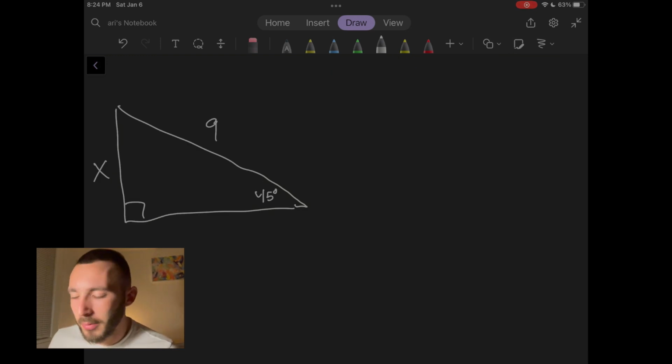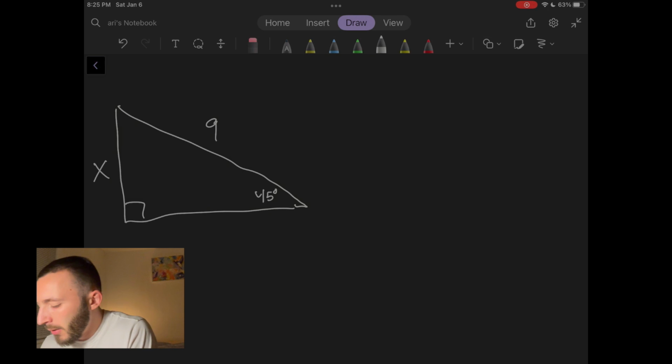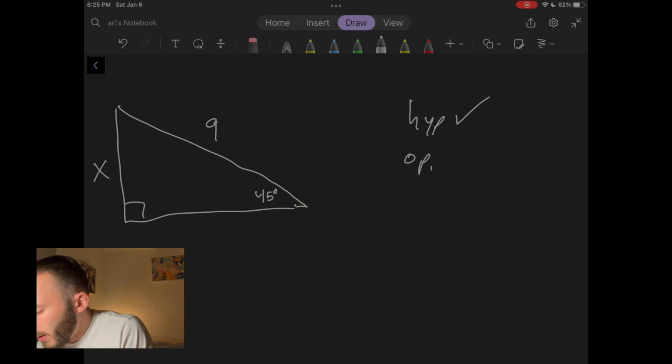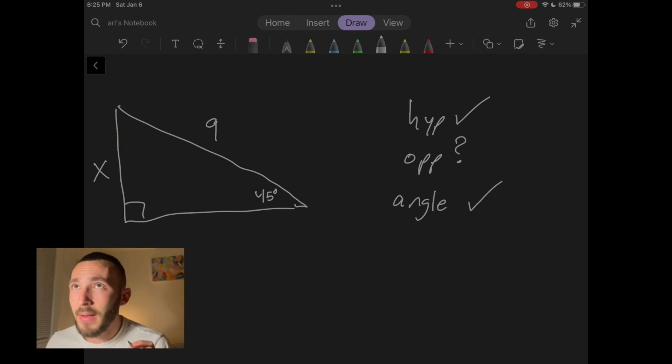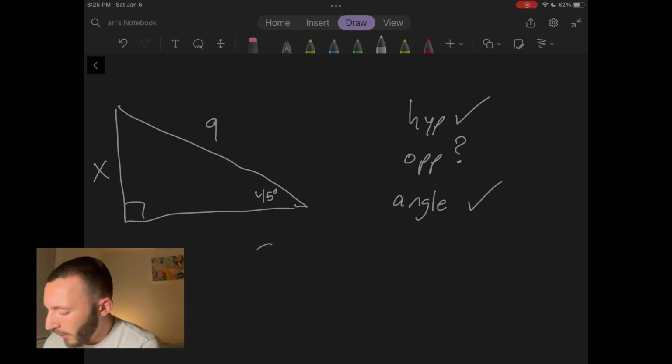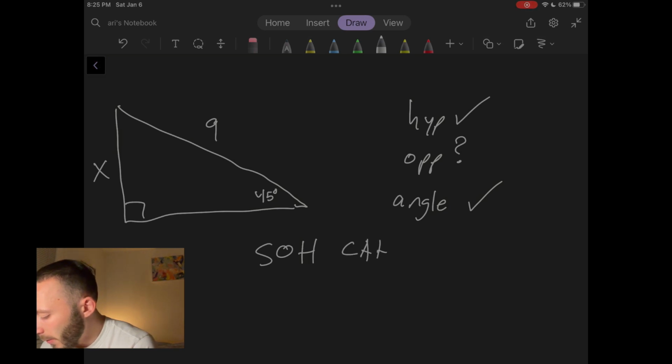Okay, so our first problem is we have this right triangle where we have a 45-degree angle, and we're trying to figure out what the opposite is, and we're given the hypotenuse. So if we have the hypotenuse, check. We don't have the opposite, and we have the angle. Angle is a check. So which is it going to be, sine, cosine, or tangent? Which one utilizes the opposite and the hypotenuse? So if we go back to our SohCahToa, that would be sine. That would be sine that's utilizing the opposite and the hypotenuse.